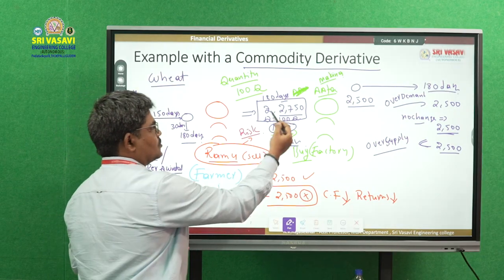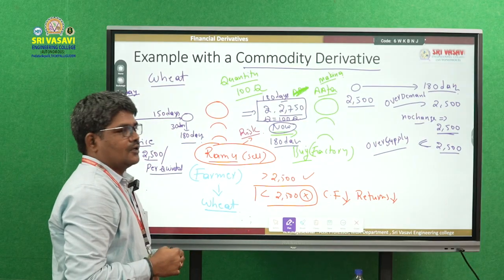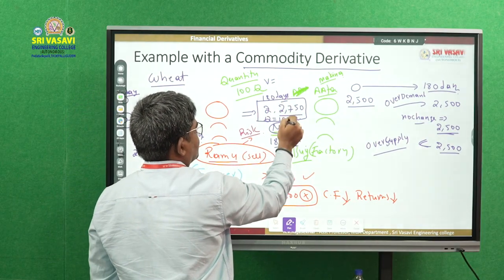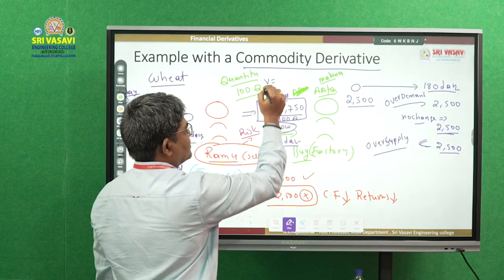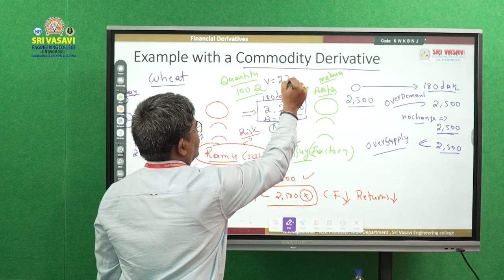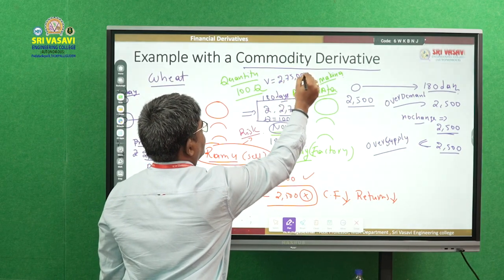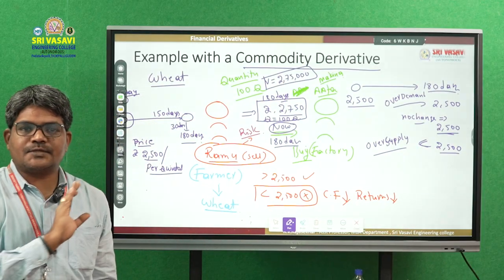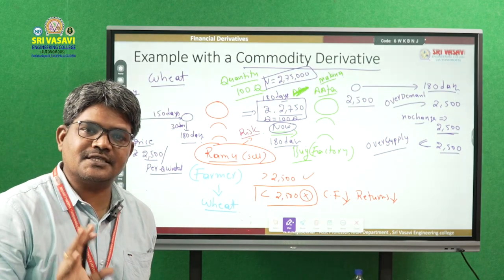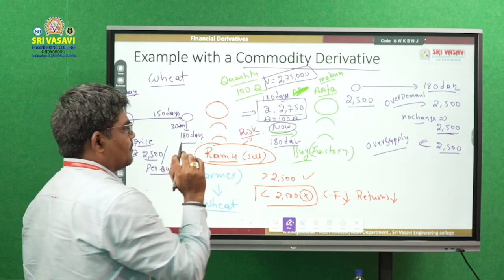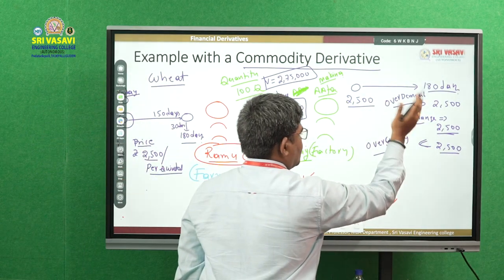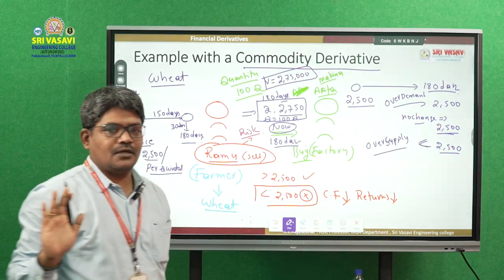How much amount? 2,750 into 100 means the total value of the contract is 2,75,000. That is the entire worth of the contract. That's what they need to pay, irrespective of whatever changes happen in future. The price may be greater than 2,750 or less than 2,500, whatever the price may be. Are you clear now?